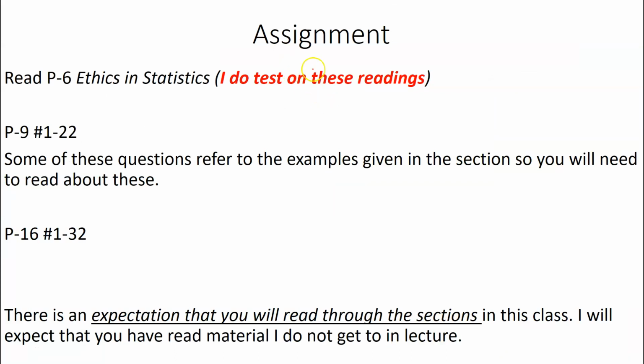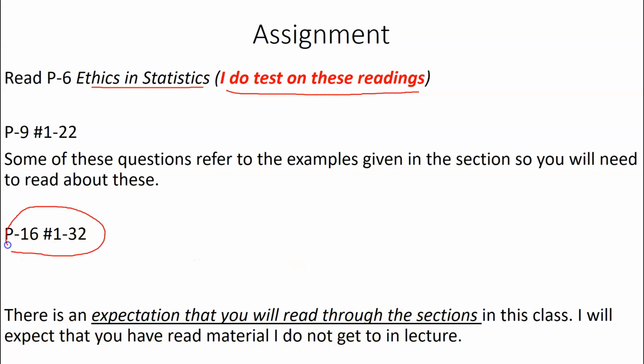All right, a couple of notes here. Here's some problems to take a look at. The readings, I'm asking you to do a reading right here. I do test on these readings. Don't blow them off. Open your textbook, do the readings. Every test, I will have questions based off of the reading. I do have an expectation that you're going to read in this class, not just follow the lectures. I expect that you'll go over the material in the lecture and go over the material in your textbook.